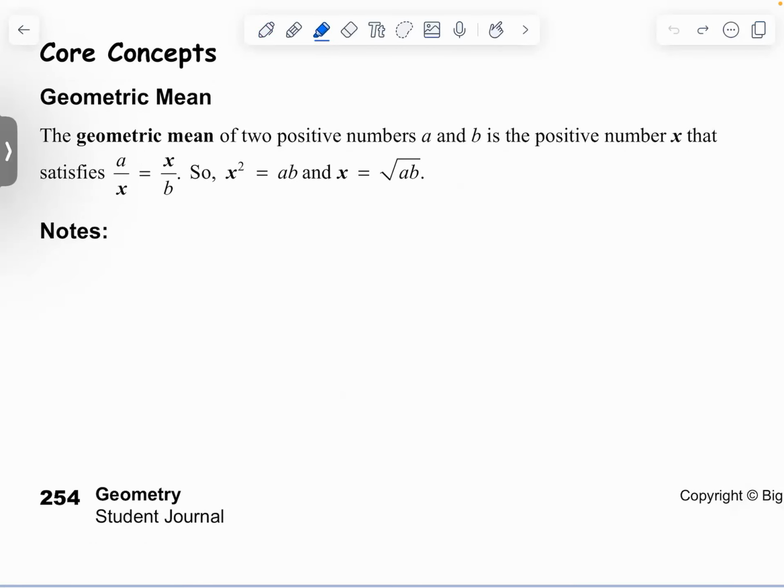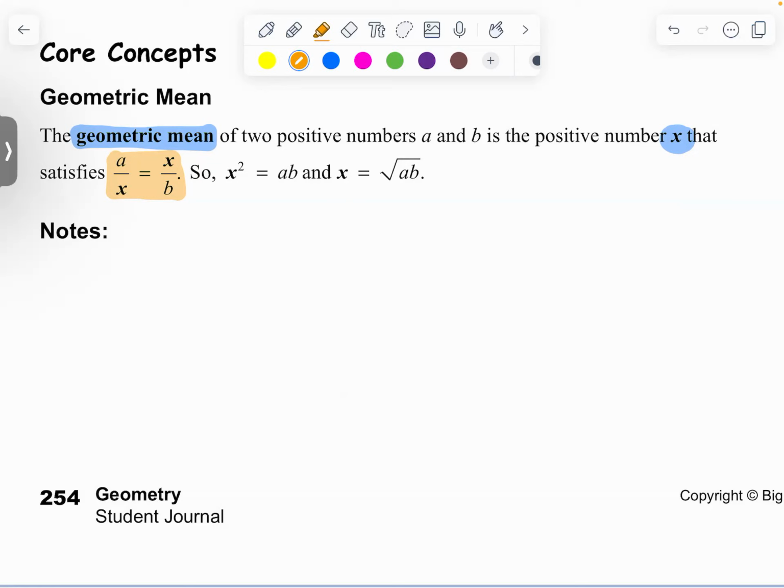Arithmetic mean is when we have 5 numbers, we add them together and divide by 5. But a geometric mean would be X when we have this proportion: A over X equals X over A. X is the geometric mean. Notice how we have a proportion with 3 numbers and the geometric mean is in there twice, diagonal from each other in the proportion.